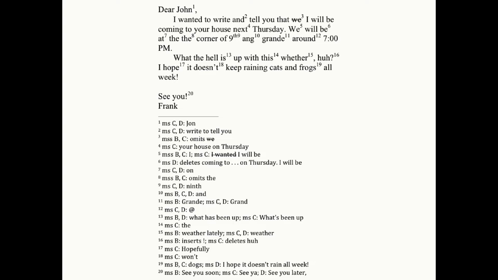So I'll point out one more, where it says here, "what the hell is up with this weather, huh?" If you look at footnote 13, manuscripts B and D correct that to "what has been up with." Now, you can think this was done in a church setting, so them seeing "what the hell is," they might feel uncomfortable writing the phrase "what the hell is up." And so instead they corrected that to "what has been up."